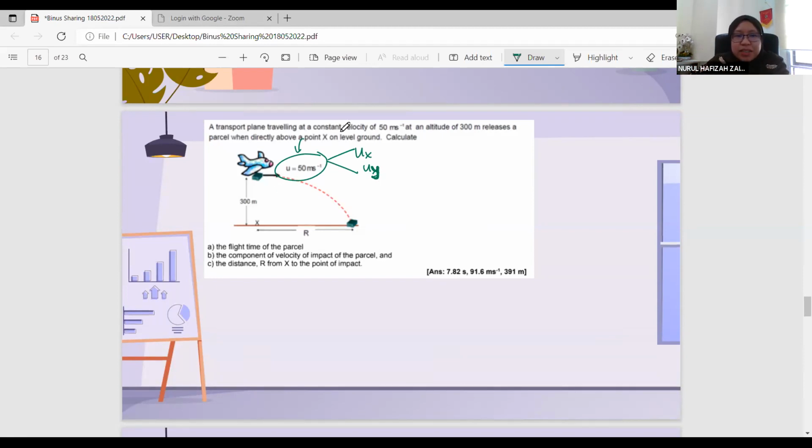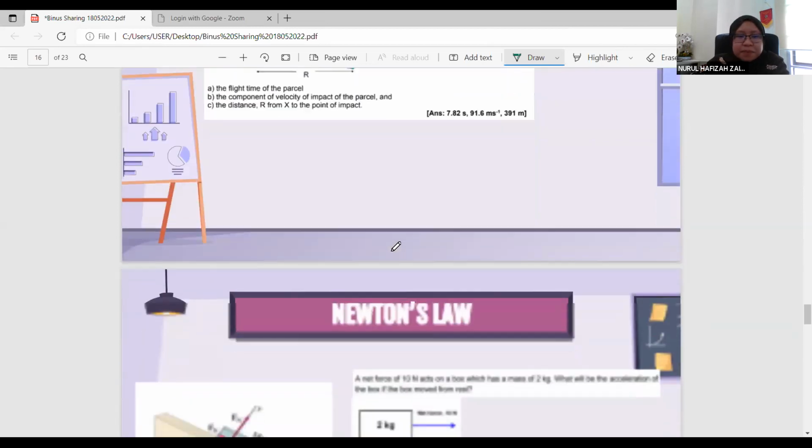A transport plane traveling at a constant velocity, 50 meters per second, at an altitude of 300 meters, releases a parcel when directly above a point. So it's like throwing a bomb, throwing a parcel here. How do you calculate the range R, the distance, the height? How far, and how long will it take the parcel to arrive at the ground? So many things that you can find from one simple question.